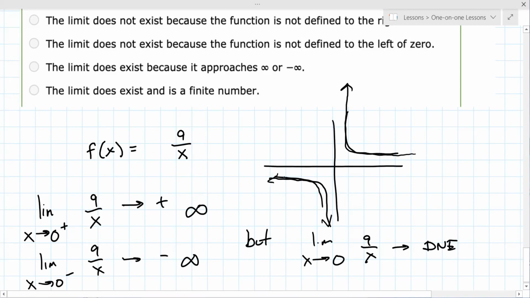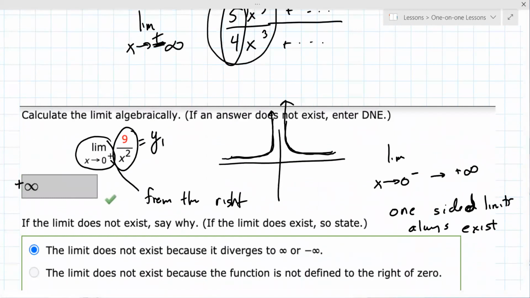So if it was like the one where it was 9 over x squared, the limit at 0 would exist because they both go to infinity. Exactly. The way you said that shows me you understand what I just said, which is great because you're going to see it on the test.